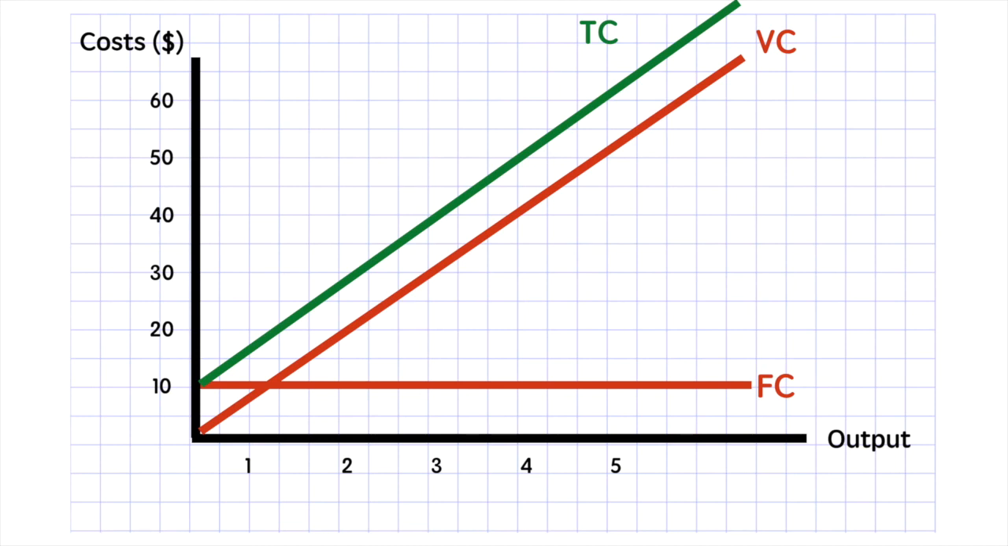In the next video, we'll look at the behavior of the average fixed cost, average variable cost, and average total cost curves. We'll bring them all together with marginal cost to understand firm behavior.